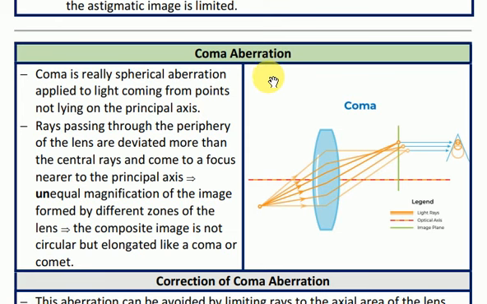Coma aberration. Coma is really spherical aberration applied to light coming from points not lying on the principal axis. So rays passing through the periphery of the lens are deviated more than the central rays and come to a focus nearer the principal axis. This results in unequal magnification of the image formed by different zones of the lens. The composite image is not circular but elongated like a comet.